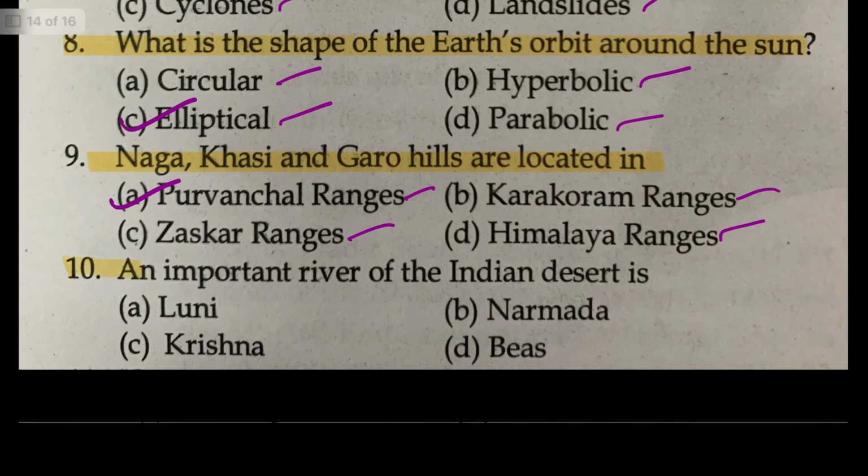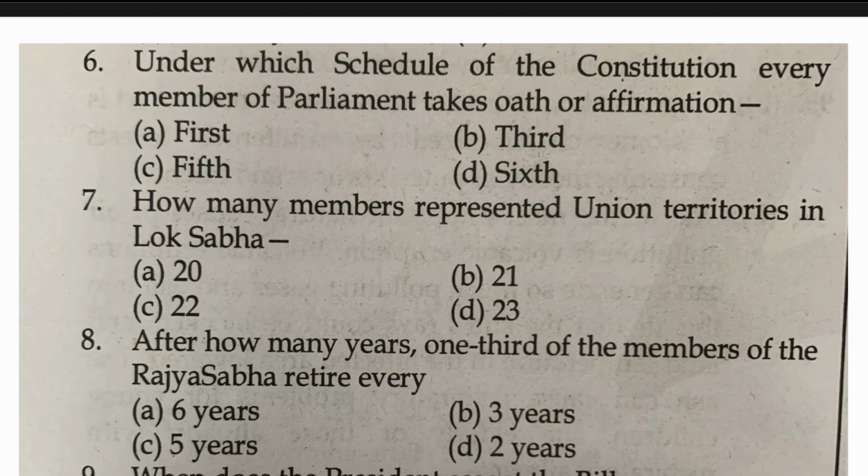Question number 10. An important river of the Indian desert is Luni, Narmada, Krishna, Ganga. The answer is A, Luni. The river Luni is the only natural water source that drains inside a lake in the desert. It originates in the Pushkar Valley of the Aravalli Ranges near Ajmer and ends in the marshy land of the Rann of Kutch in Gujarat.